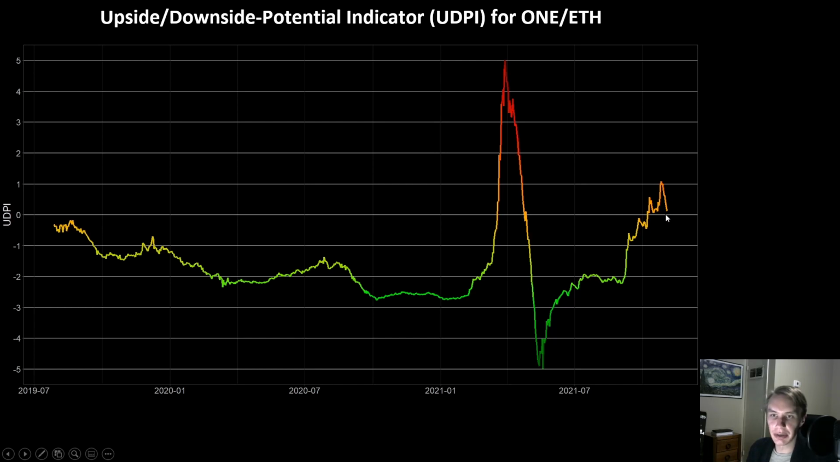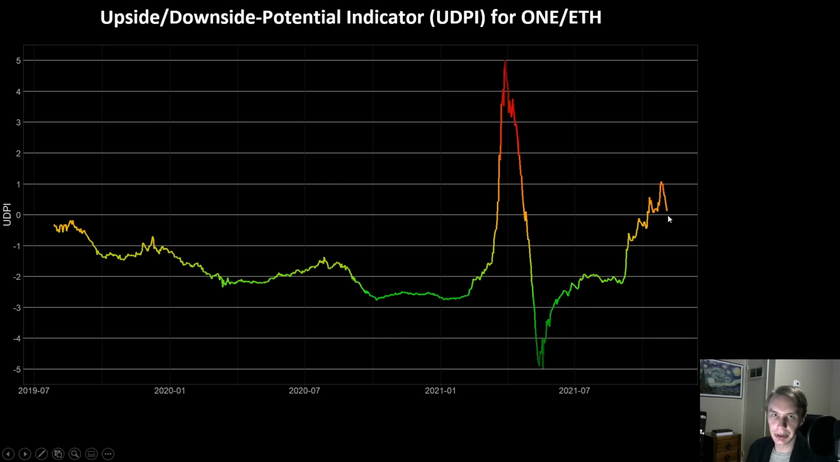And so right now we're right at the midpoint here, which is basically suggesting that whether or not one will outperform Ethereum in a given moment, it seems like it could go either way. So there's just as much upside potential for one against Ethereum right now as there is downside potential. So it's really just going to depend on which asset starts really moving first.